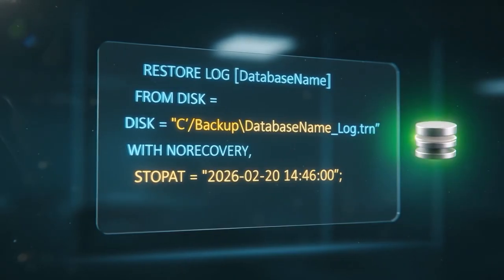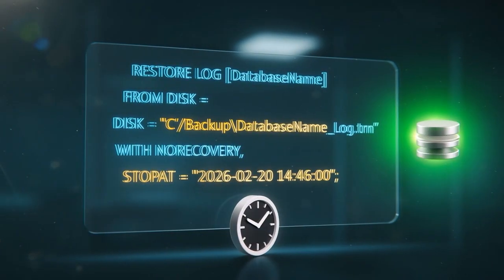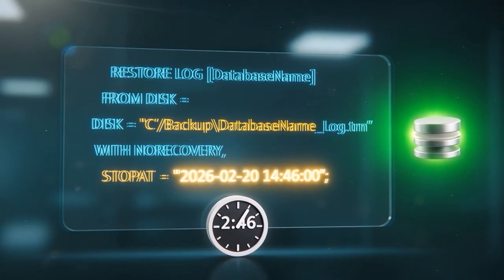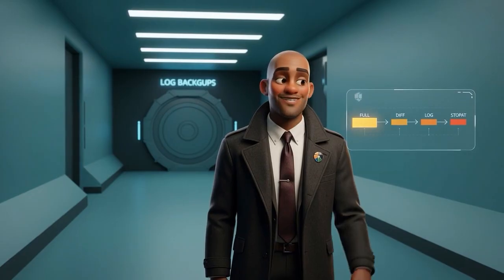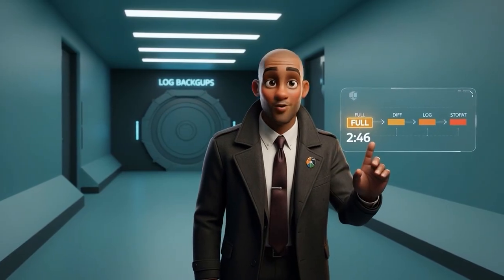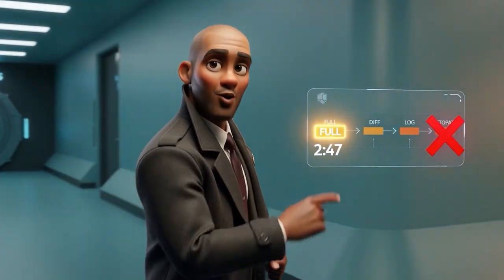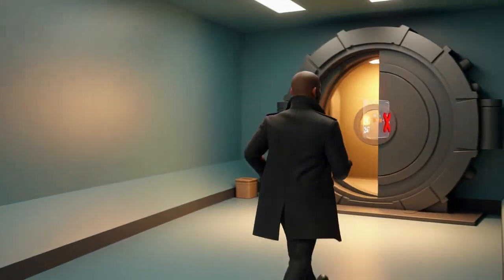As STOPAT is spoken, the timestamp value glows brighter on the panel. A clock icon animates to show exactly 2:46. The database will be restored to exactly 2:46 p.m., before the accidental change at 2:47. This is the power of full recovery model combined with regular log backups.